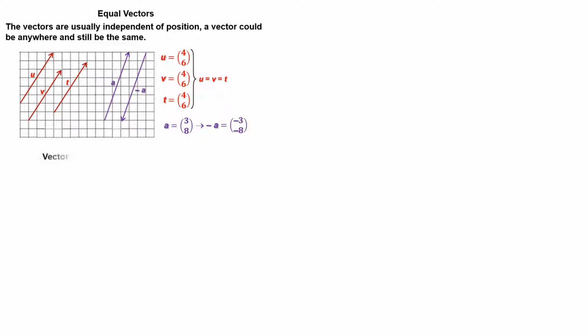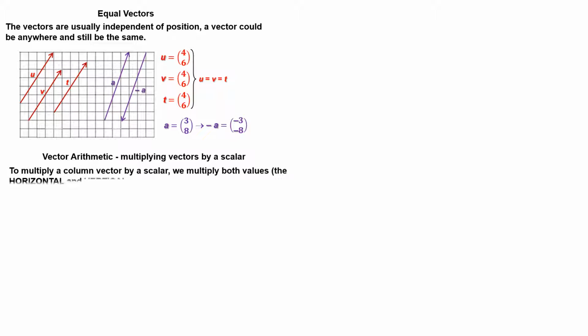Vector arithmetic, multiplying vectors by a scalar. Don't be afraid of the word scalar. It just means a number. To multiply a column vector by a scalar, we multiply both values, the horizontal and vertical, in the vector by that number.